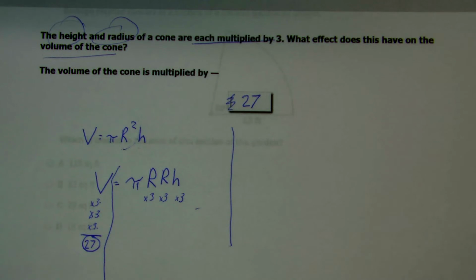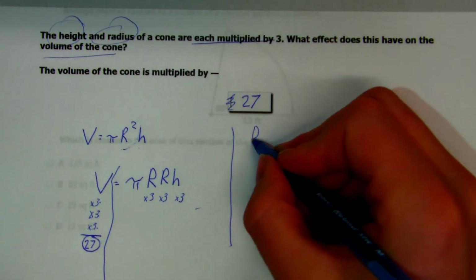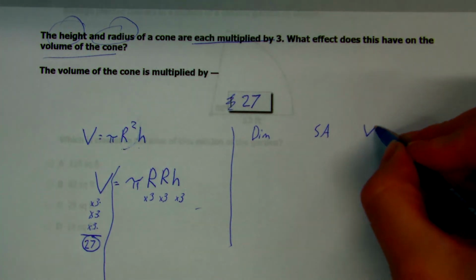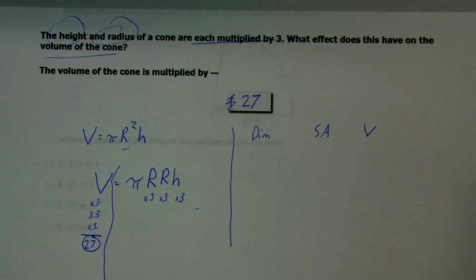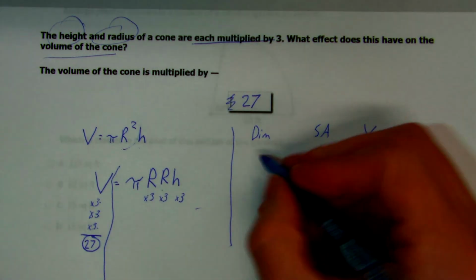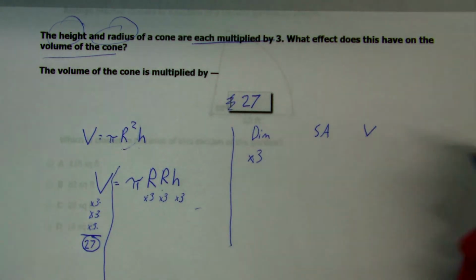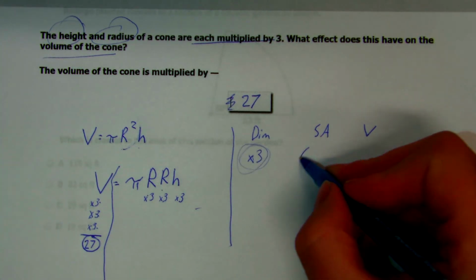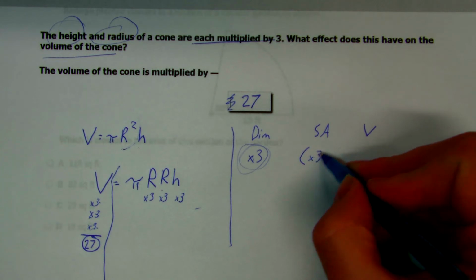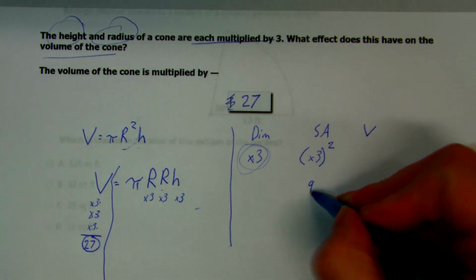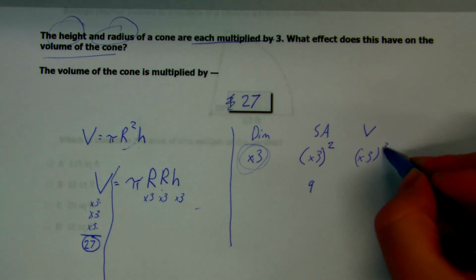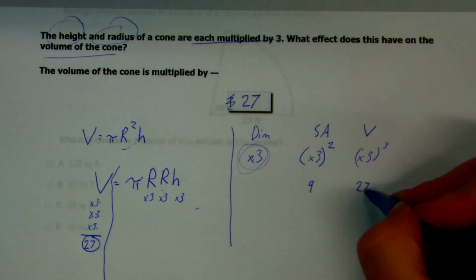Another way you could approach this problem is understanding the relationship between your dimensions, your surface area, and your volume. For this problem, all of the dimensions of the cone, both the radius and the height, are multiplied by 3. The surface area is whatever your dimensions do squared. So the surface area would be times 3 squared, which is 9. The volume is whatever your dimensions do to the third power. 3 to the third power is 27.